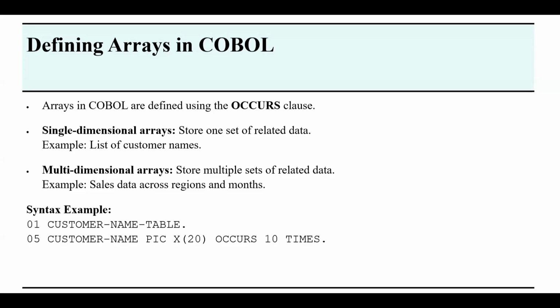There is a syntax example of that. If you look at it, 01 is the level, and we are putting the customer name in the table. There is a 05 level that occurs 10 times, so it will have storage for 10 customer names. That's why it is called an array or table, for storing similar data types.